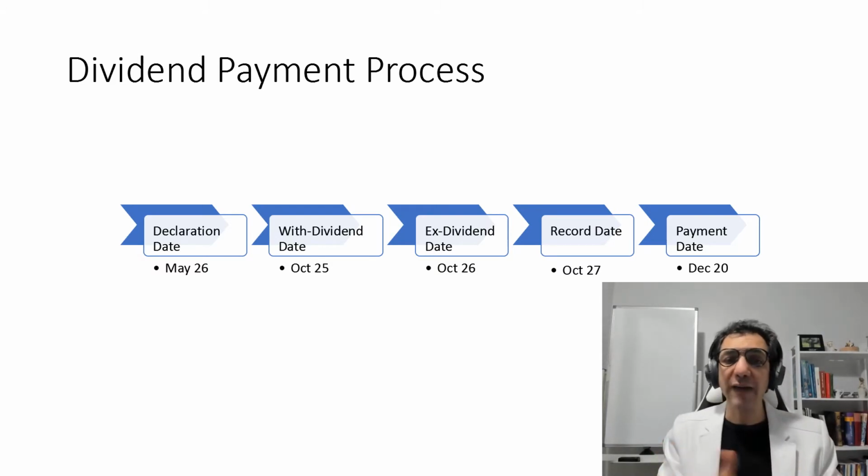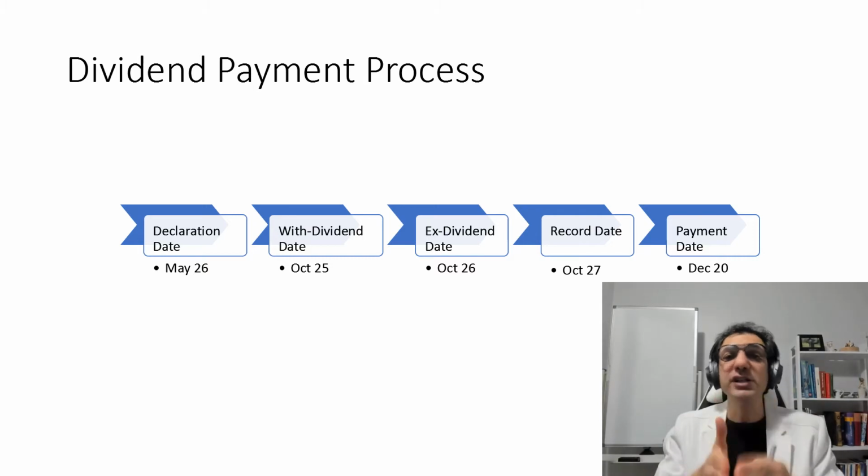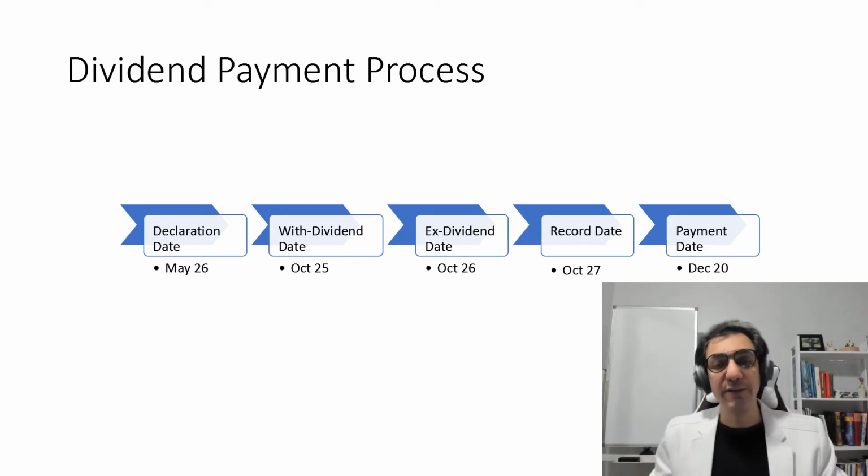Then, after a few months, we're talking about the with dividend date, also called the cum dividend date. What is that? It means that if you hold the shares of the company on that date, for example, in our example October 25th, you will be eligible to receive the dividend. The day after is considered the ex-dividend date. So if you, for example, buy the stock of the company on October 26, you won't be eligible to receive dividends from that company.